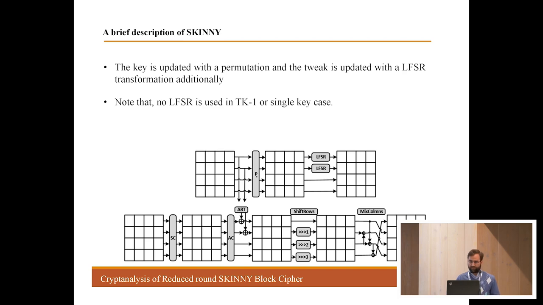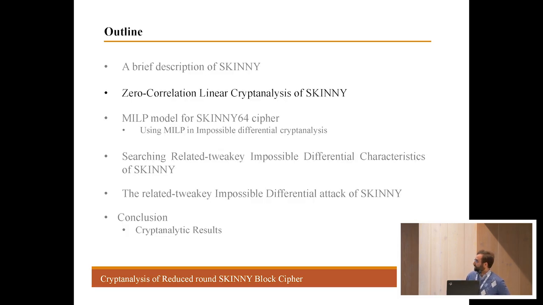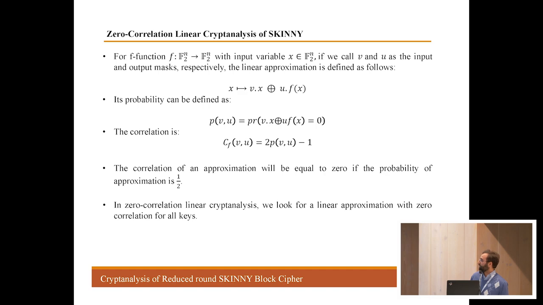Okay, zero correlation linear cryptanalysis was already introduced by previous work. So we have a linear approximation like this, and for the linear approximation, of course, we can consider the probability that this term would be equal to zero. Then the correlation is twice the probability minus one. And if the correlation is exactly zero for a cipher, then we have a distinguisher for the cipher.